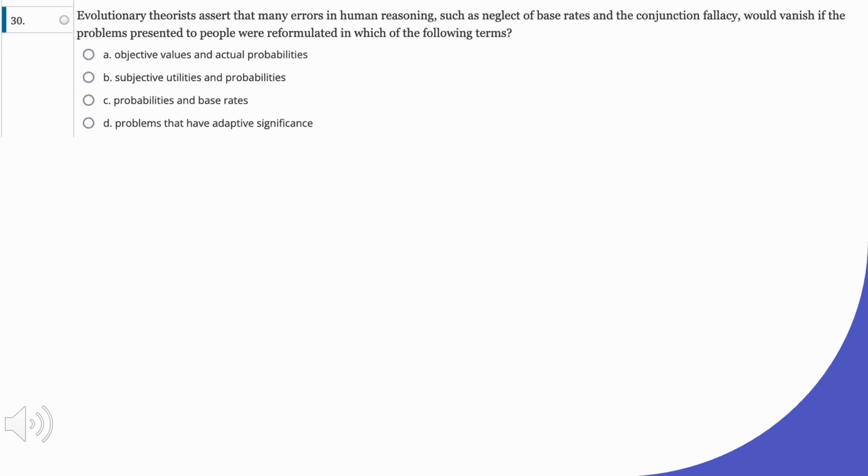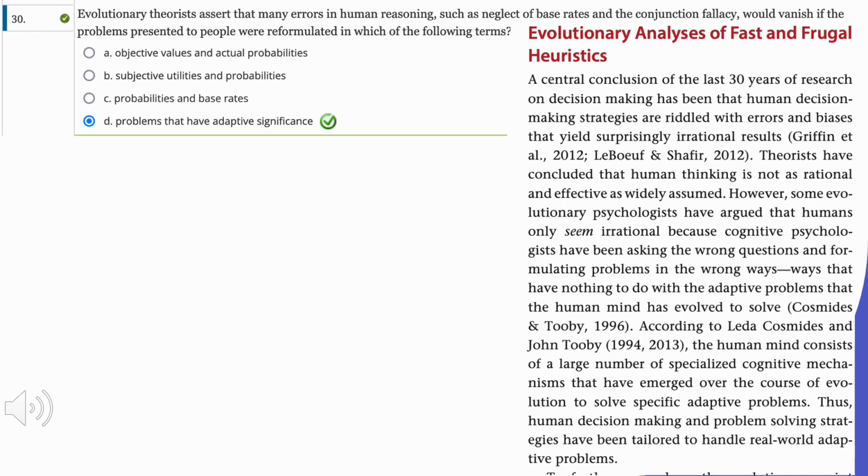Question 30. Evolutionary theorists assert that many errors in human reasoning, such as neglect of base rates and the conjunction fallacy, would vanish if the problems presented to people were reformulated in which of the following terms? A. Objective values and actual probabilities. B. Subjective utilities and probabilities. C. Probabilities and base rates. D. Problems that have adaptive significance. It's D. Problems that have adaptive significance.